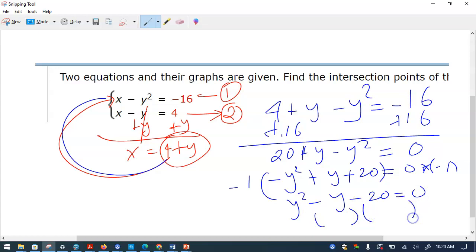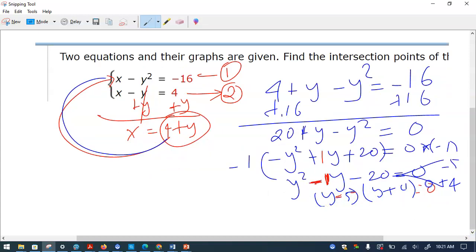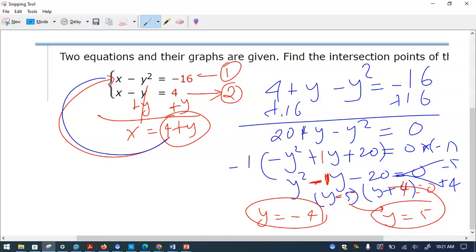We can factorize this as y. 20 can be split as 4 times 5, but the best option is minus 5 and plus 4, y, because there's a minus 1 here. So minus 5. So the two answers, by the zero product property, will be when either y equals minus 4, I'll put that first because that's smaller, or y equals 5. So now we need to figure out x.